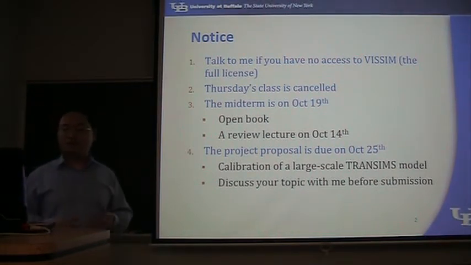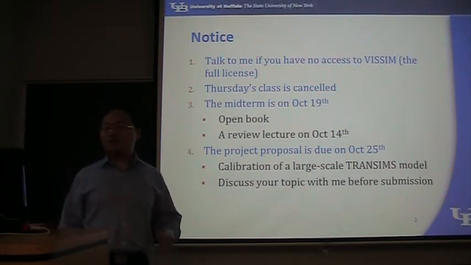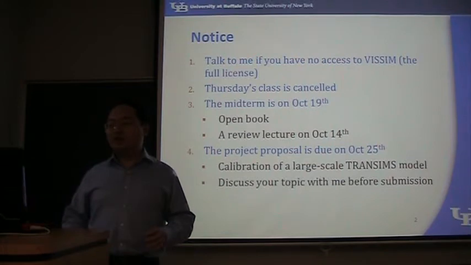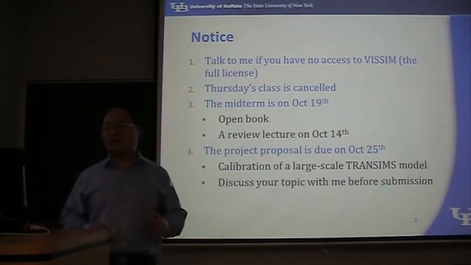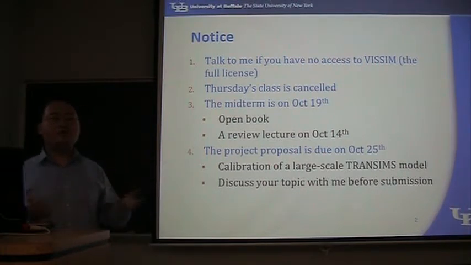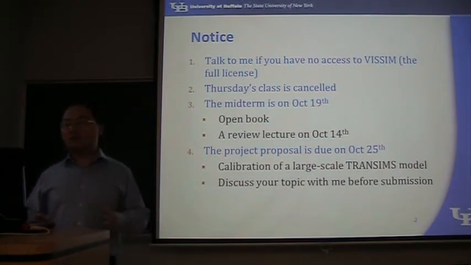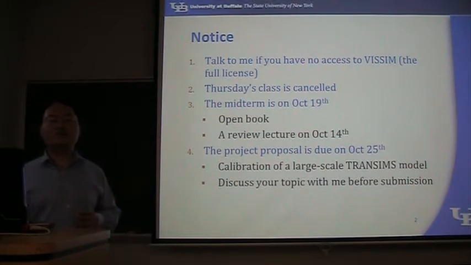The fourth thing is the project proposal is due on October the 25th. We now have a candidate, which is called calibration of a large-scale TRANSIMS model. This is the model that we are now working on, and it has some problems. If you are interested in calibrating it, it can be your project. Otherwise, you can have your own topic. If you want to use your own topic, be sure to talk to me and discuss with me first, before you submit your proposal.